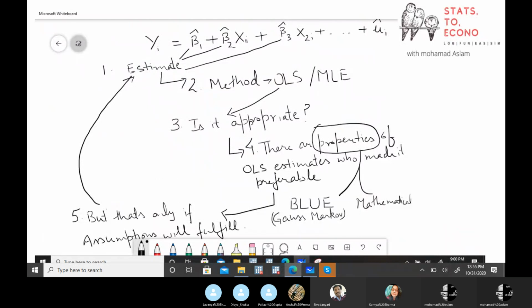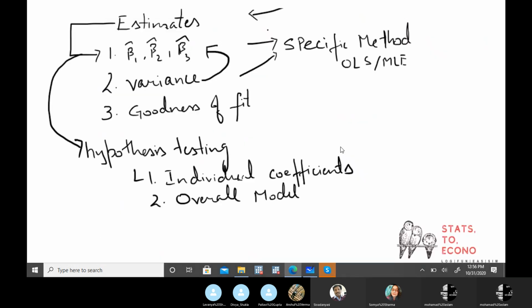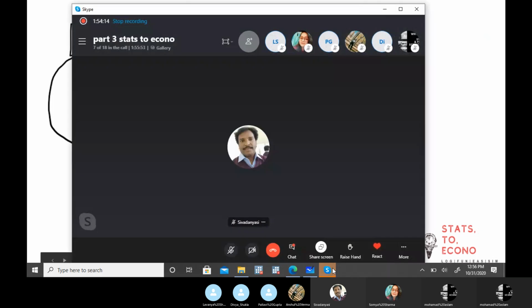Tomorrow, if I have time, I'll inform you, although tomorrow I'm quite busy. Then on Monday, I'll try to complete the properties part so that we can jump to other important topics, goodness of fit and hypothesis testing. So thank you so much.